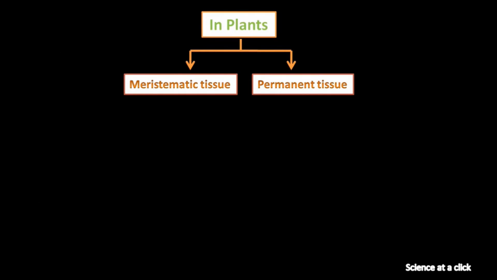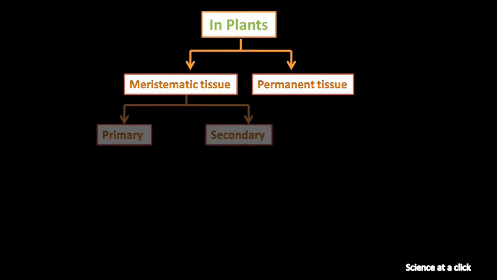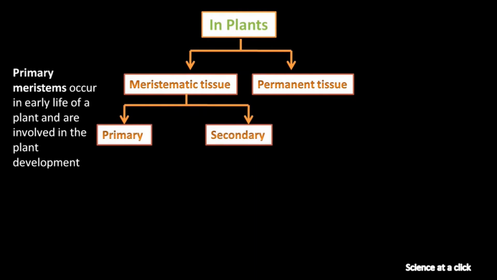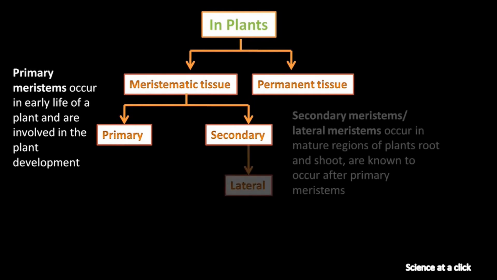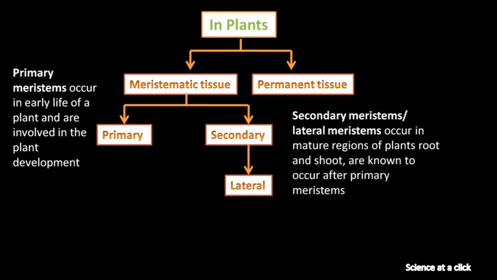Meristematic tissue is of two types, primary and secondary. The primary meristems occur in the early life of the plant and are involved in the plant development. Whereas the secondary or the lateral meristem, these occur in the mature regions of the plant root and shoot and are known to occur after primary meristems.